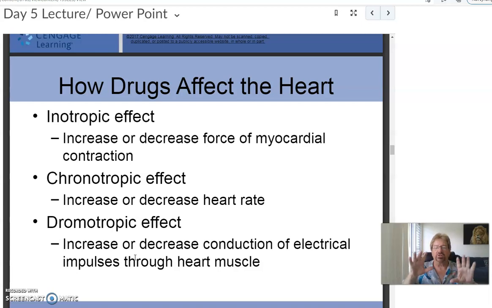So let's go over these quickly. Inotropic is force of contraction. Chrono is how fast it beats. Dromotropic has to do with regulating the flow of the nerve signals down through the cardiac conduction system. And there are drugs that increase or decrease these three things.